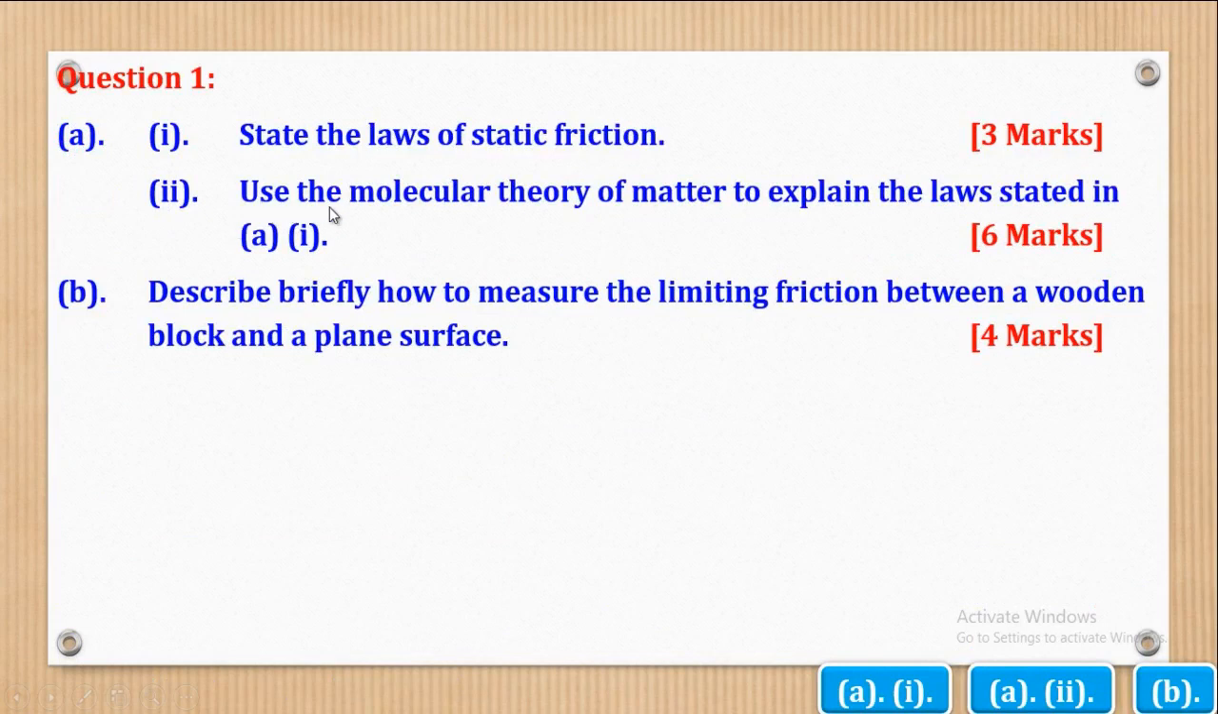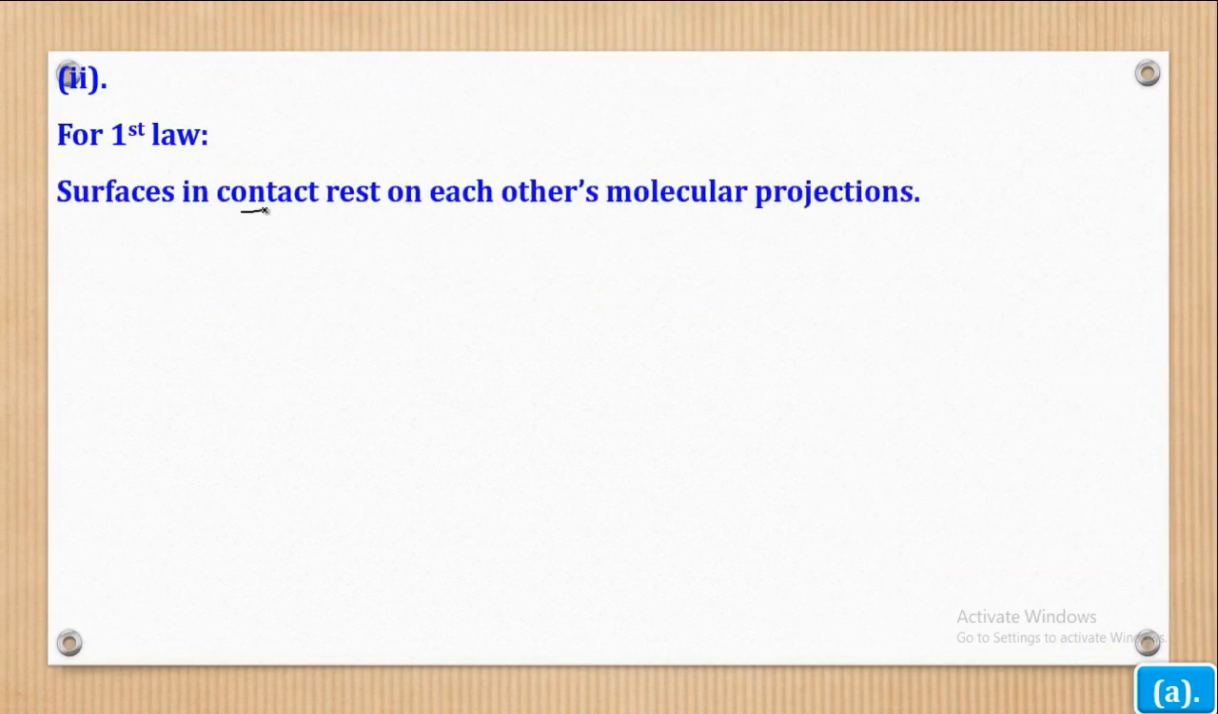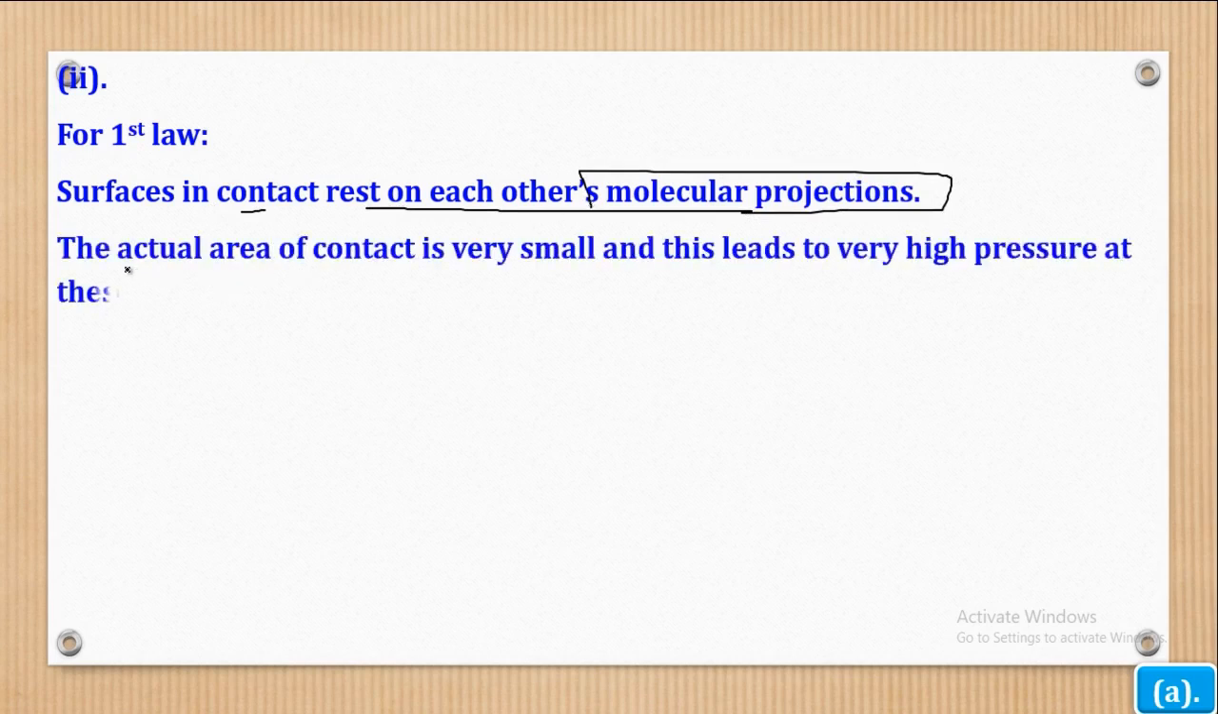Roman 2 says use the molecular theory of matter to explain the laws stated in A Roman 1. So you start with the first law. First law, you come and say that the surfaces in contact rest on each other's molecular projections. You know this word, molecular projections. So what does that mean? It means that the actual area of contact is very small, and this leads to very high pressure at these points.